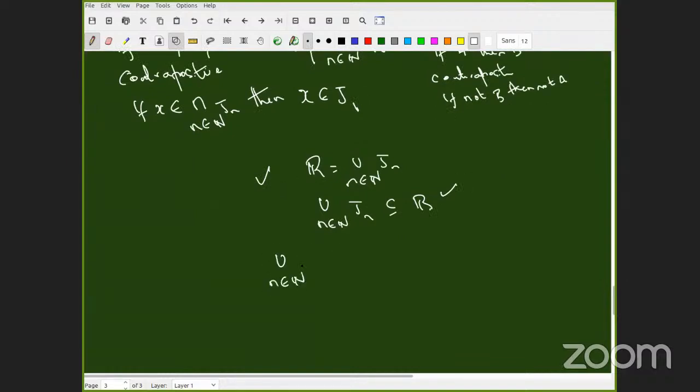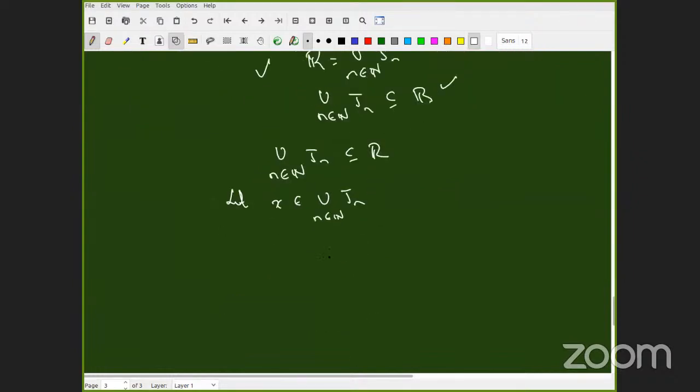For the other way around, the union over n in N of Jn, we have to say this is contained in R. Let's try to see the proof. Let x belong to the union of Jn. Then look at the picture or the direct definition: there exists n in N such that x belongs to Jn. I'll just use n naught so that you understand better. There is some index. Jn naught is minus n naught comma n naught.